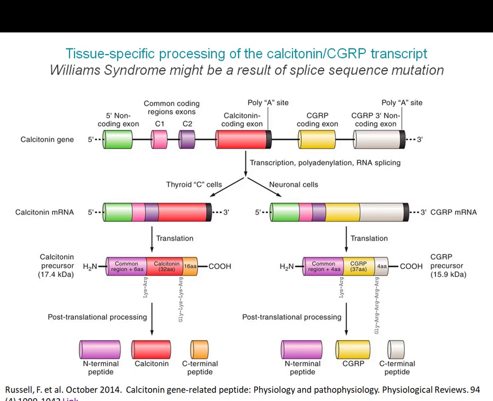Interestingly, in patients with Williams syndrome, and if you recall, we talked about Williams syndrome in the very first class. So these are patients who have some cognitive deficits. They have difficulty with spatial reasoning. They also have specific facial morphology. And it turns out Williams syndrome patients, children with Williams syndrome, are born with very high levels of calcium.